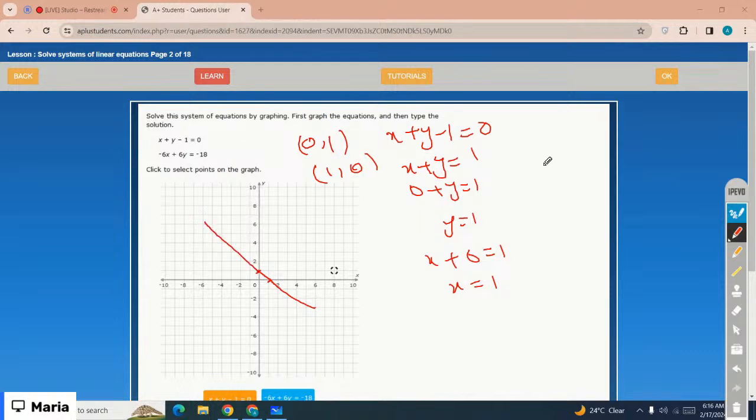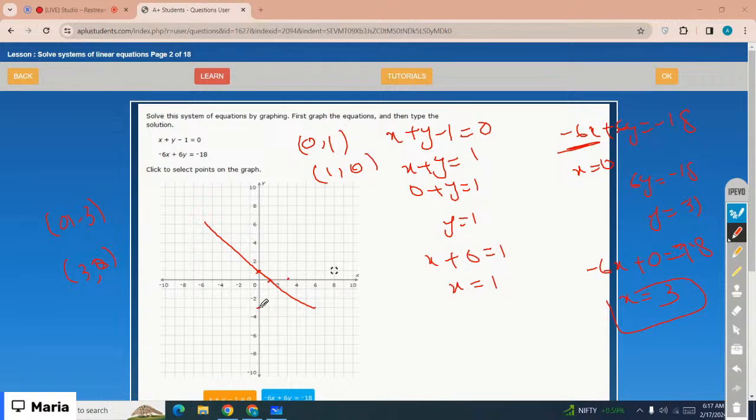Okay, now just look at the second equation, that is -6x plus 6y equals -18. Start with x equals 0. 6y equals -18, y equals -3. So the first point is 0, -3, right? For the second one, put y equals 0, -6x plus 0 equals -18, and x equals 3, right? So that is 3 and 0. So you have 2 points, right? The 2 points are x is 0, y is -3, here it is. And x is 3, y is 0, here it is.